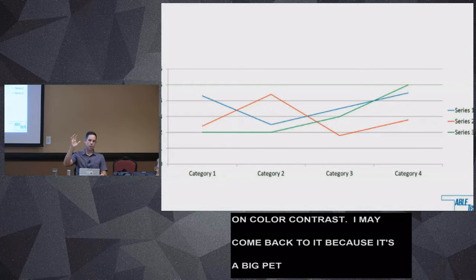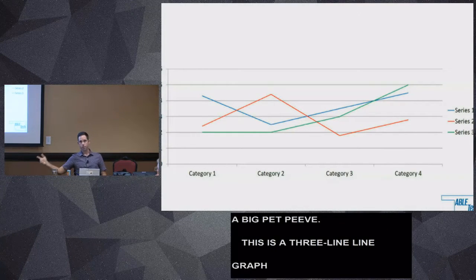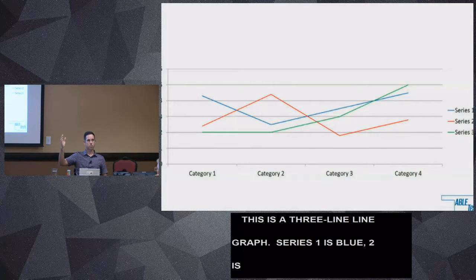So this is a 3-line line graph. Series 1 is a blue line. Series 2 is a red line. Series 3 is a green line. What's wrong with this picture? Yes, you can just shout out. I'll repeat.